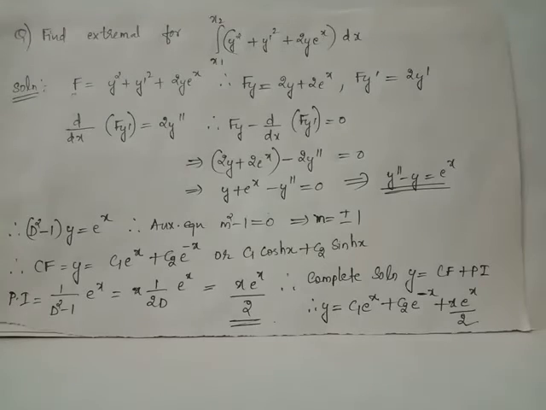Find the extremal for the functional integral of y square plus y dash square plus 2y e raised to x into dx. Here we have not been given any boundary conditions. We will just solve Euler's equation and find out the possible expression for the extremal.